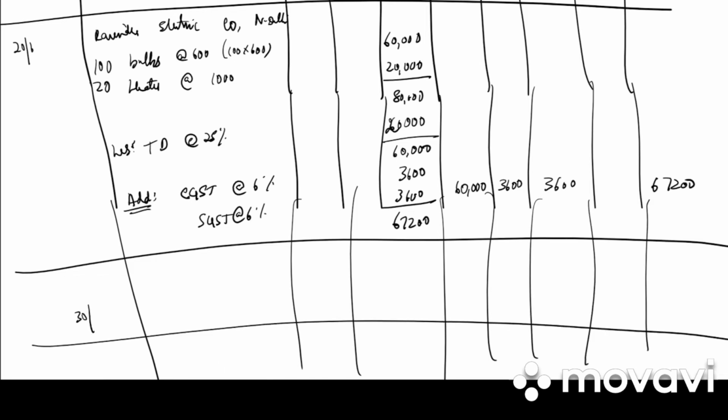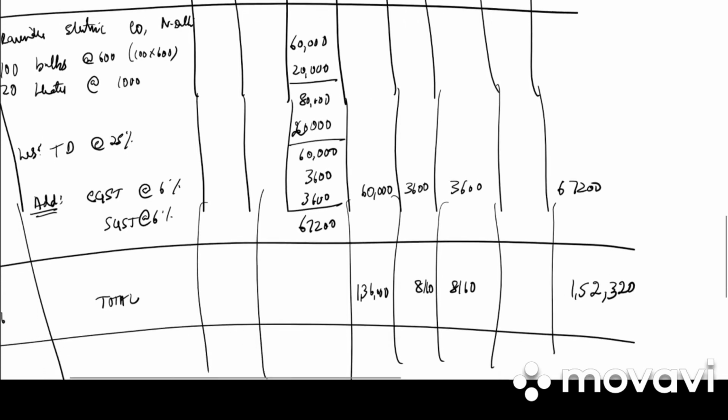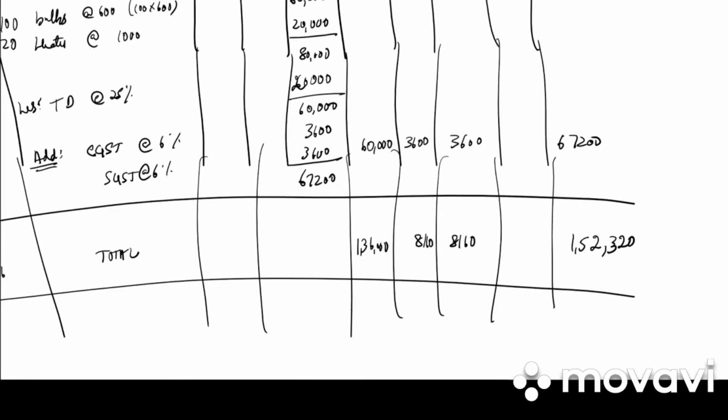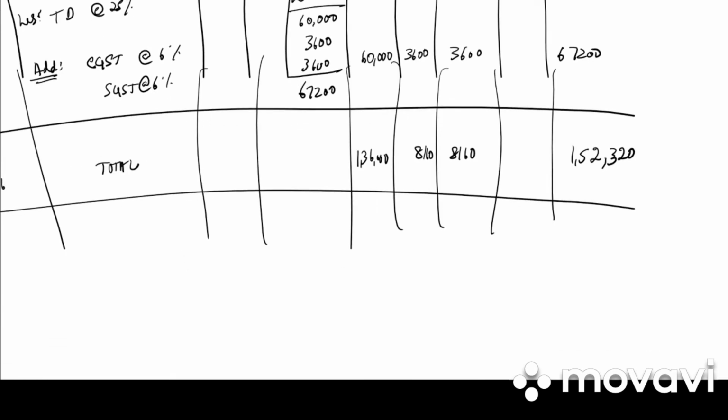So on the month end, that is on 30th June, we would be writing the total. Purchases total is 1,36,000. 8,160 is CGST, 8,160 is SGST, and total is 1,52,320. It's a very simple type of problem where you just need to write whatever has been given in the question. After the problem, write down the note.